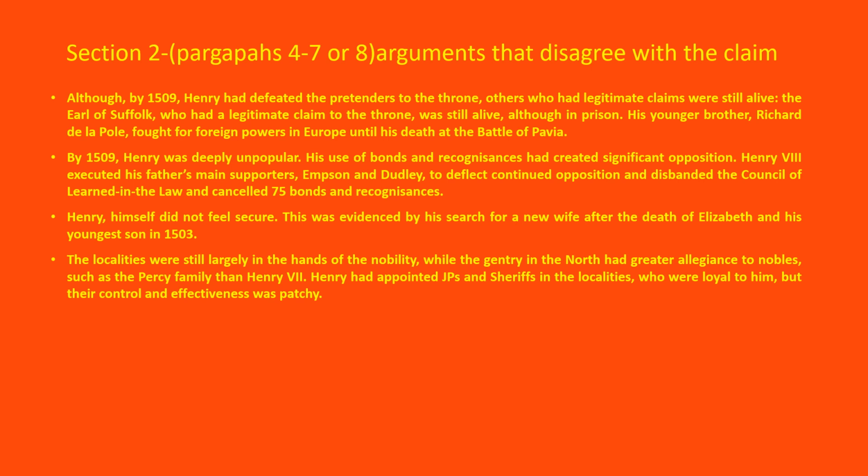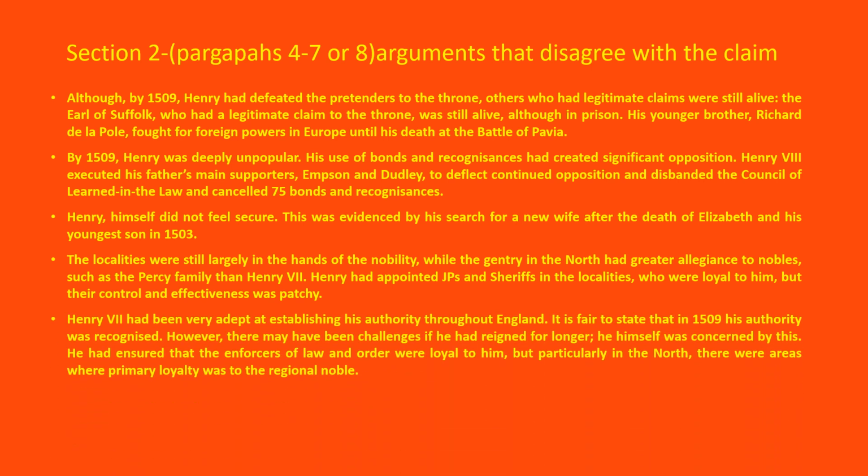Henry had appointed justices of the peace and sheriffs in the localities who were loyal to him, but their control and effectiveness was patchy. Henry VII had been very adept at establishing his authority throughout England, and it is fair to state that in 1509 his authority was recognised. However, there may have been challenges if he had reigned for longer. He himself was concerned by this. He had ensured that the enforcers of law and order were loyal to him, but particularly in the north, there were areas where primary loyalty was to the regional noble.